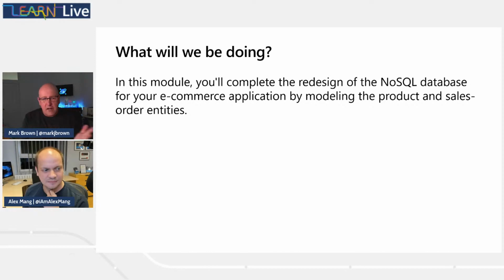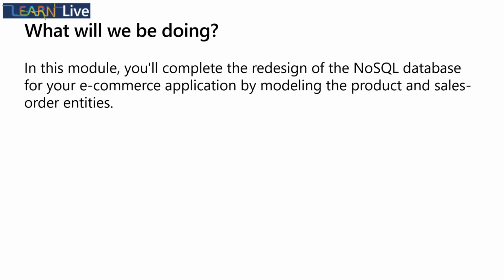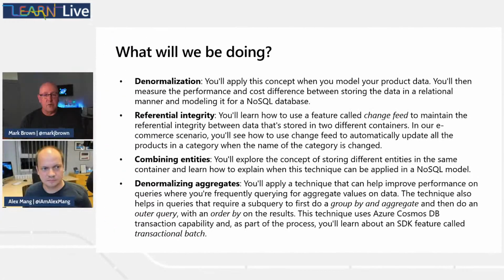So let's talk about what we're going to be doing. In this module, we're going to redesign this relational data store to work with Cosmos DB. Some of the things we're going to talk about are denormalization. Of course you understand what normalization means, right? You want to eliminate the duplicates. In denormalization, we're doing precisely the opposite: we're staging data such that it's ready to consume, or writing data such that it's all ready to store.